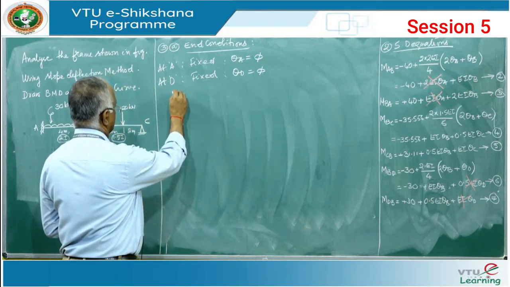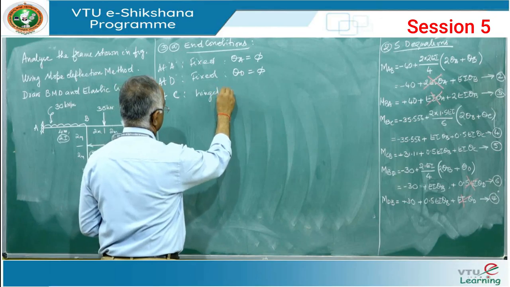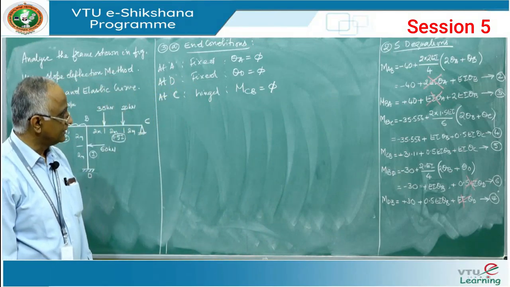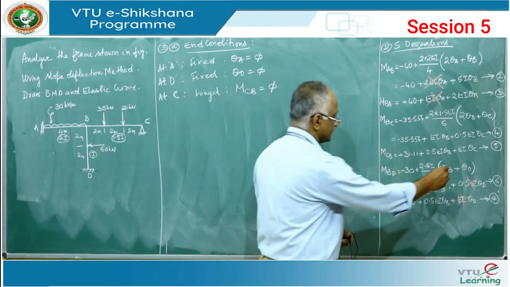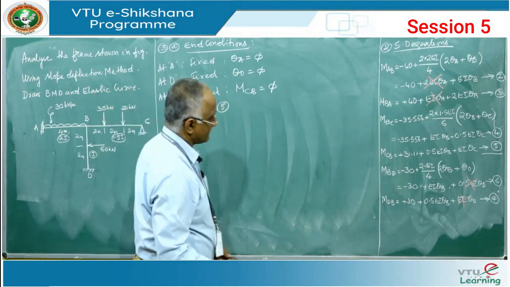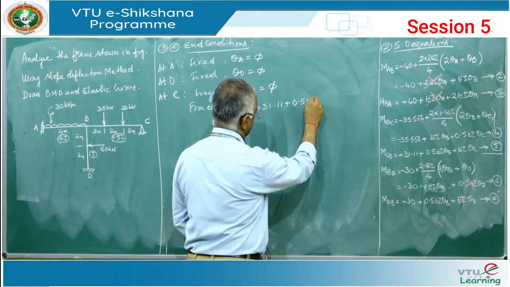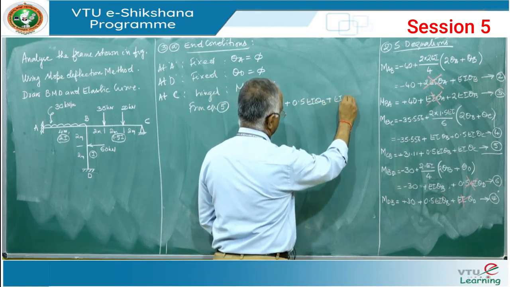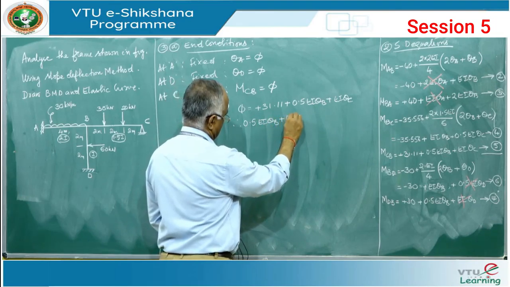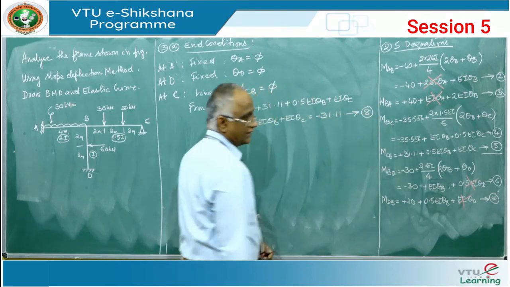And at C, it is a hinged end. What is the condition at the end? The final moment at that point should be equal to 0 because it is a simple end. So, where is the equation for MCB now? Use equation 5. So, from equation 5, 0 is equal to plus 31.11 plus 0.5 EI theta B plus EI theta C. Therefore, I can rearrange this: 0.5 EI theta B plus EI theta C is equal to minus 31.11. Take this equation as 8.